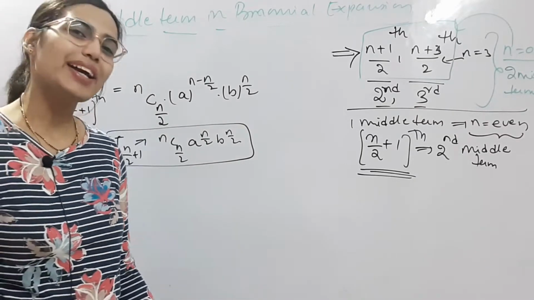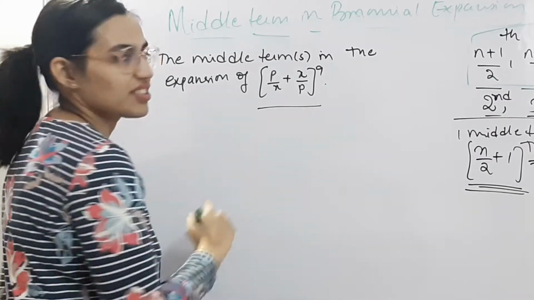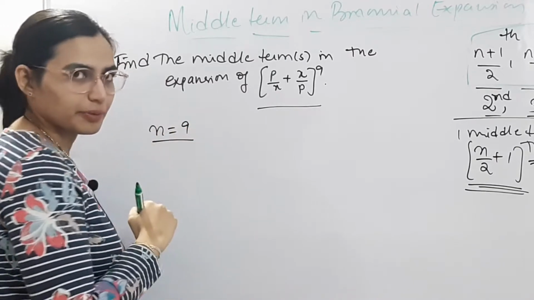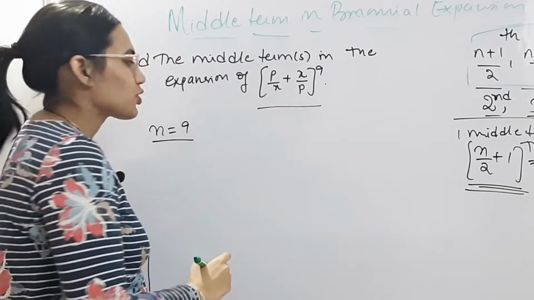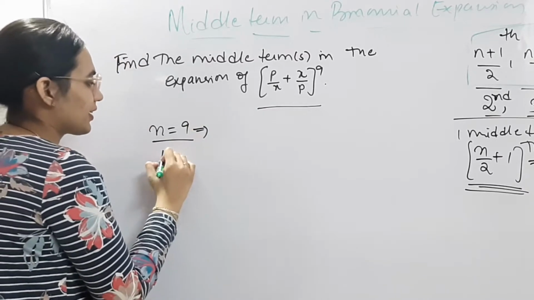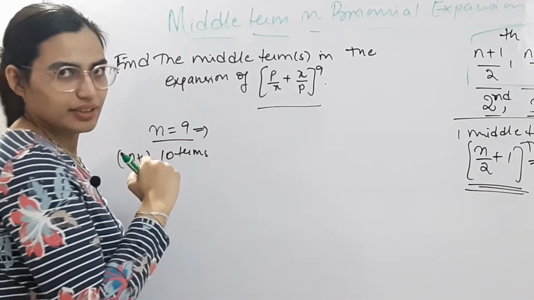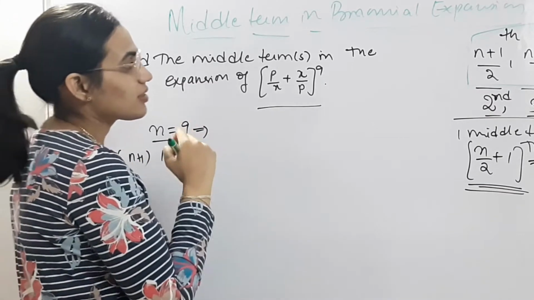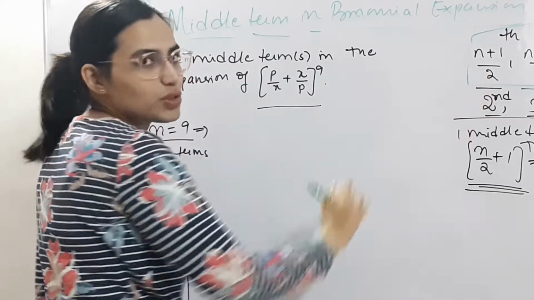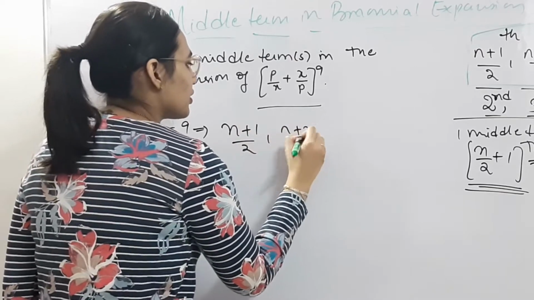Now let's see a quick example. Here, find the middle terms in the expansion of this. So what do you note here? First you need to determine what n is: 9, and this is the expansion. So we know for a fact that whenever n is odd, in general we get 10 terms in the expansion, because it's n plus 1, right? So whenever n is odd, how many middle terms do we get? 2, that is (n+1)/2 and (n+3)/2. So we get 2 middle terms.